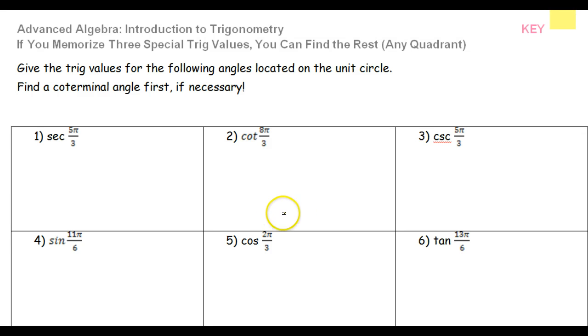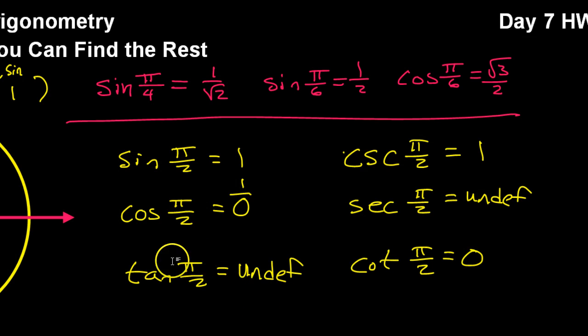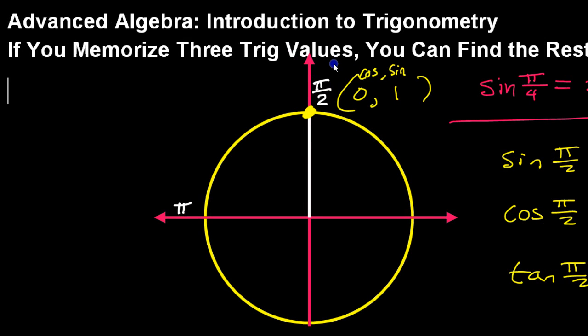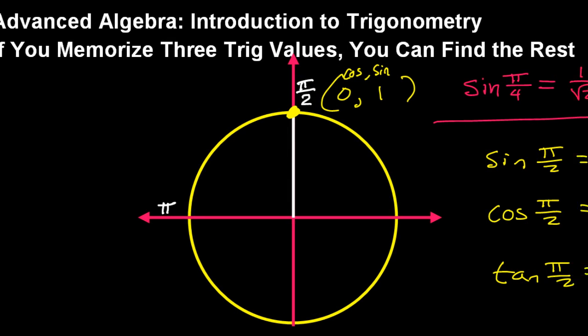In this video, we will learn that if you memorize 3 special trig values, you can find the rest of the trig values in any quadrant. Now, in the previous video, we learned that if you memorize 3 trig values, you can find the rest. But we stuck to the first quadrant. We only dealt with pi over 6, pi over 3, pi over 4, and pi over 2. We didn't go anywhere else on the circle.